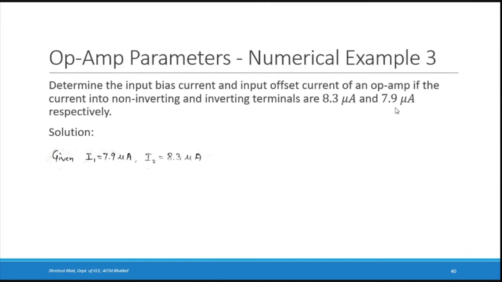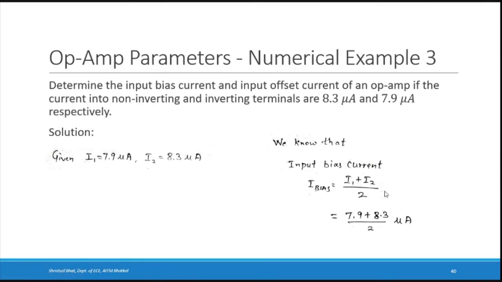You are asked to find input bias current and input offset current. What is input bias current? It is the average of the two input currents, right? So input bias current is the average, that is I1 plus I2 divided by 2. Find the average, 7.9 plus 8.3 divided by 2. Yeah, 8.1 microamps.